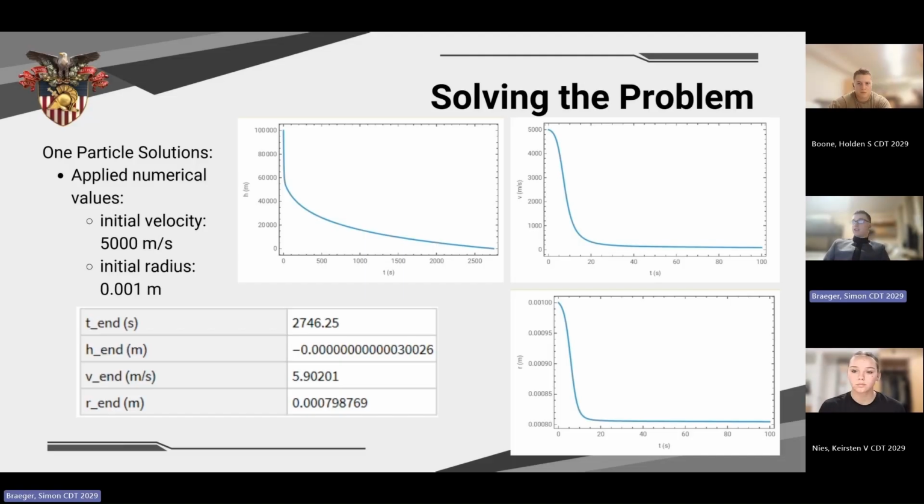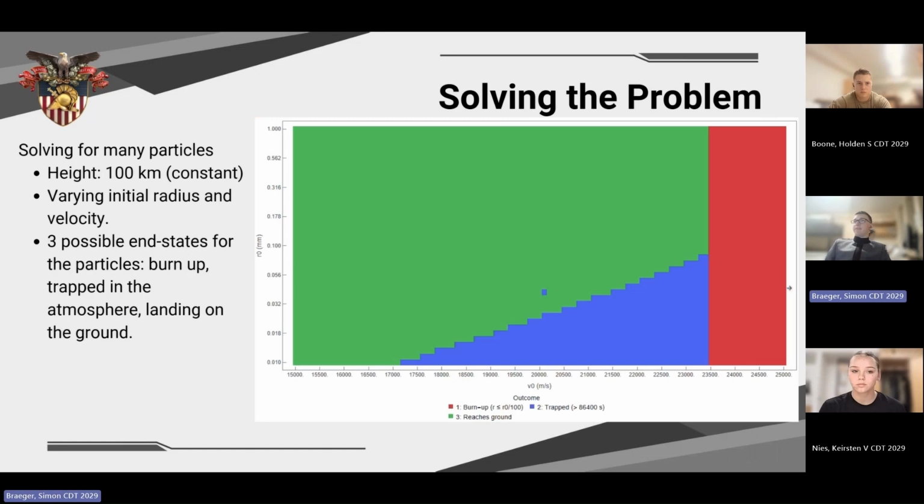This allowed us then to classify different particles, as you can see on this slide. We were able to solve for many particles by first keeping the height constant at 100 kilometers, which is considered to be the edge of space. And then we varied initial radius and velocity to determine what exactly is the fate of these particles. We defined three possible end states.